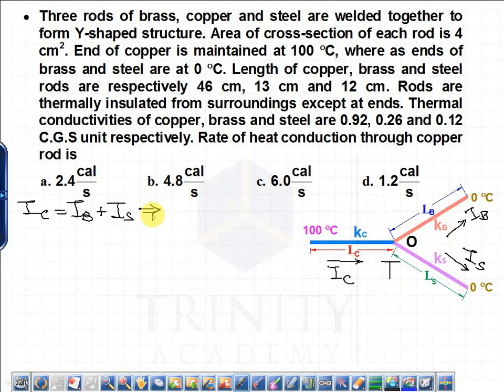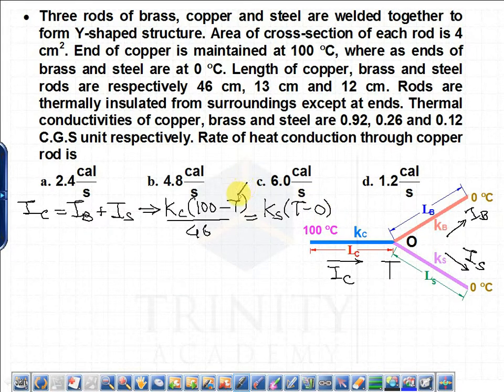Now, writing this in formula form, we can write thermal conductivity of copper into (100 minus T) divided by 46 must be equal to thermal conductivity of steel into (T minus 0) into area divided by length of 12 cm, plus thermal conductivity of brass into (T minus 0) into area divided by length, that is 13. Of course, the area is to be mentioned over here also. This area term on both sides will get cancelled out.